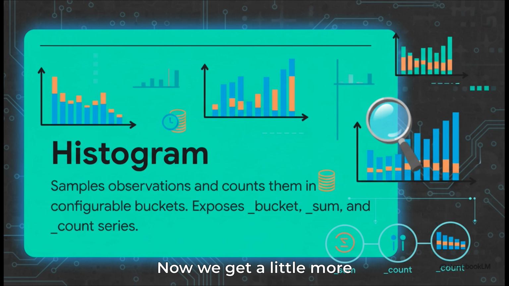All right, now we get a little more advanced with histograms. These are amazing for measuring distributions, things like how long your API requests are taking. A histogram doesn't just give you one number, it gives you a few key pieces of data: a total count of how many requests you measured, a sum of all their durations, and a series of buckets that show how many requests were faster than, say, 100 milliseconds, 200 milliseconds, and so on.